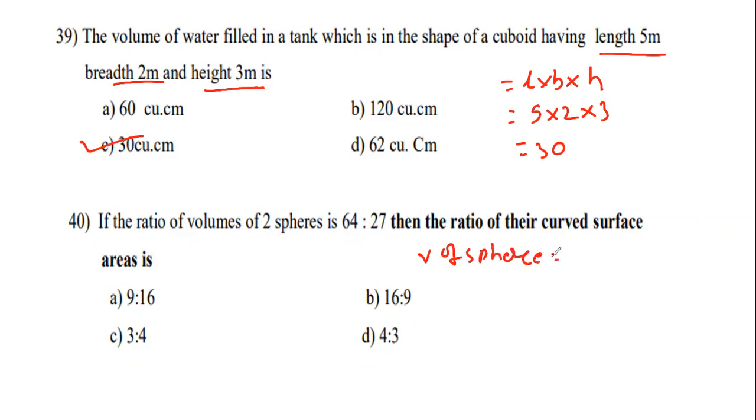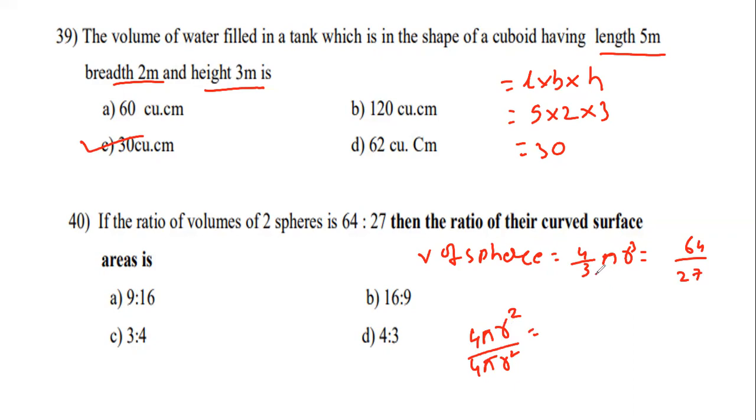Volume of the sphere is equal to, we know the formula, 4 by 3 pi r cube. The given ratio is 64 divided by 27. Next, curved surface area of the sphere: 4 pi r square. Is it right? So 4 pi r square divided by 4 pi r square. Consider this one.